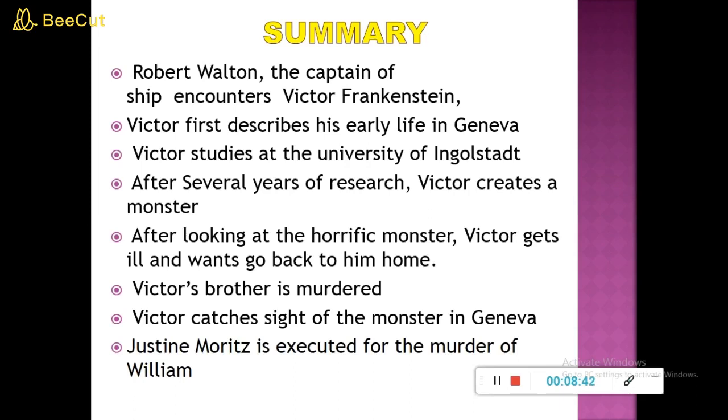And Justine Morris, the girl who had been adopted by the family of Victor, has been accused of the murder of William, the brother of Victor Frankenstein. And Justine Morris is executed for the murder of William, though she says again and again that she is innocent and she doesn't know anything about the murder. The murder was committed by the monster. The monster murdered William, but Justine Morris has been accused and executed for the murder of William.